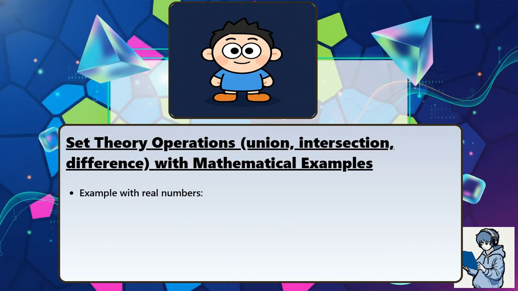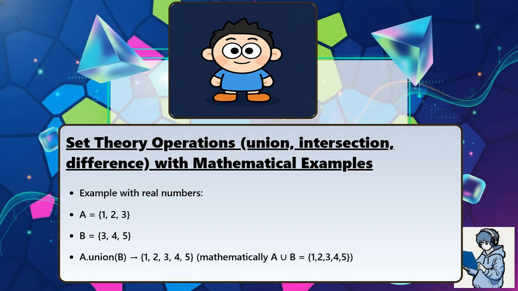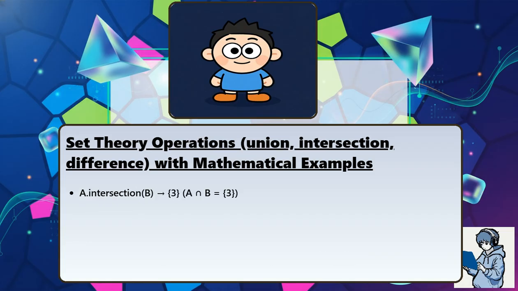Example with real numbers. A = {1, 2, 3}. B = {3, 4, 5}. A.union(B) maps to {1, 2, 3, 4, 5}. Mathematically, A ∪ B = {1, 2, 3, 4, 5}. A.intersection(B) maps to {3}. Mathematically, A ∩ B = {3}. A.difference(B) maps to {1, 2}. Mathematically, A \ B = {1, 2}.